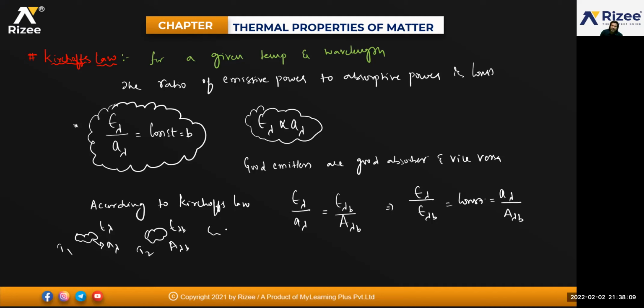Even if I take your third body right now, T3, then it will be your E lambda B into your B dash, and your absorptive power will be your A lambda into your B dash. That means as the temperature has been increasing, the power to emit and the power to absorb is also increasing. That means for a given body, as the temperature increases, the ratio of your E lambda by A lambda is also increasing. That was about your Kirchhoff's law.